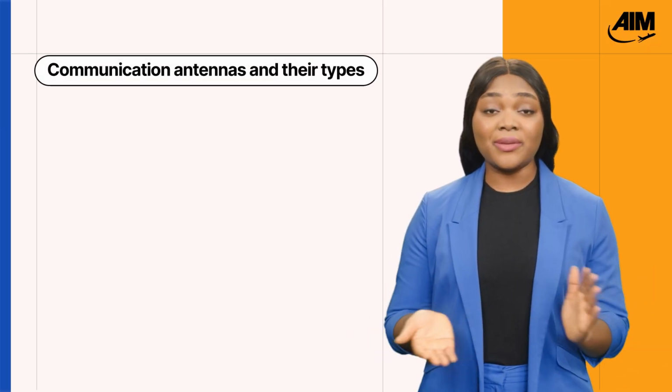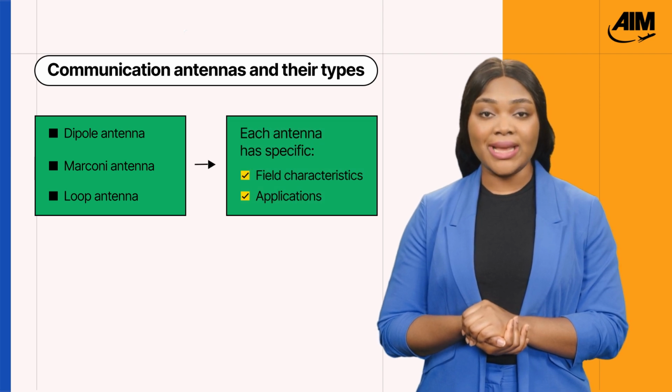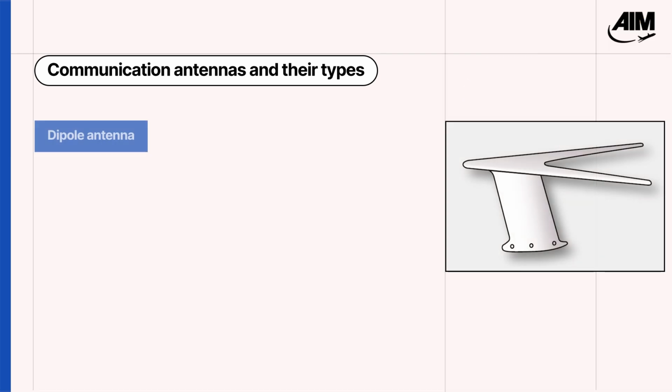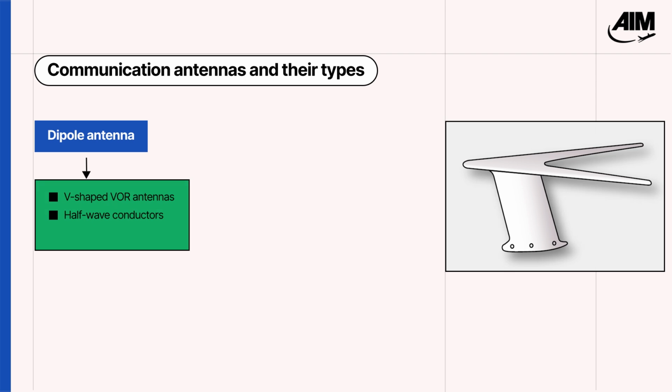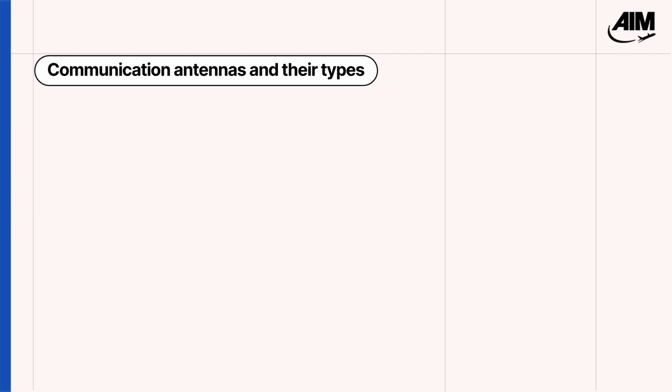Communication antennas come in three main types, each with specific field characteristics and applications. Dipole antennas, like the V-shaped VOR antennas, are half-wave conductors fed at the center. They're horizontally polarized and most sensitive to signals arriving broadside, ideal for lateral navigation reception.